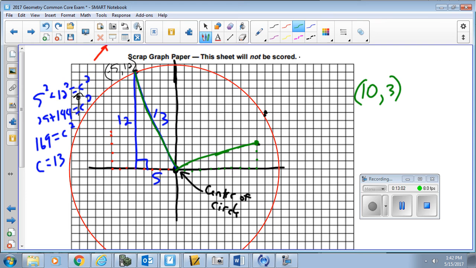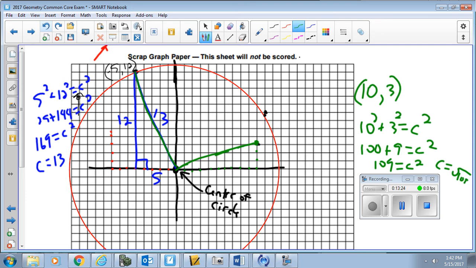Well, first of all, (10, 3) is obviously not on the circle. But if you had not graphed it, and you didn't see a circle, you could check it this way. You could just say, does 10 squared plus 3 squared equal 13 squared? Well, let's check. 100 plus 9 equals c squared. 109 equals c squared. Our c is going to equal the square root of 109, but that's not 13. So that means this point cannot be on the circle because it has to be 13 away from the origin. This circle, all these points are 13 away. So that's not going to work.